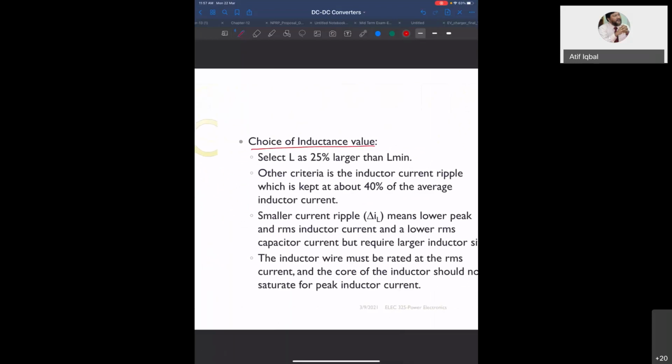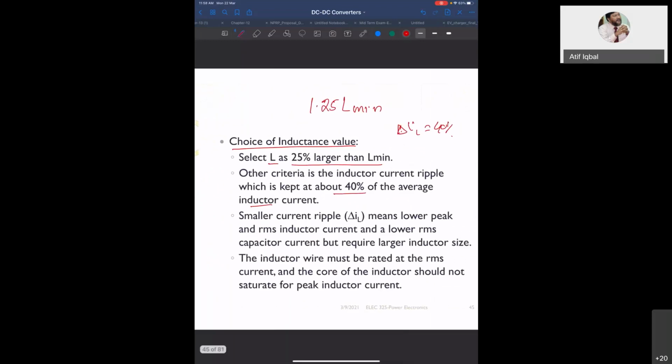So the choice of inductance: select L 25% higher than the L minimum. So L minimum you calculate and then you choose 25% higher. That means you multiply this by 1.25. Other criteria is that the inductor current ripple is kept about 40% of the average inductor current. So the ripple is about 40%. Smaller ripple means lower peak and RMS inductor current and lower RMS capacitor current, but requires large inductor size. So this is another trade-off.